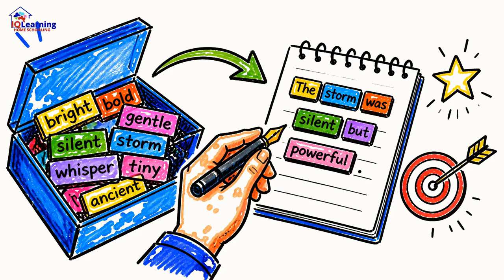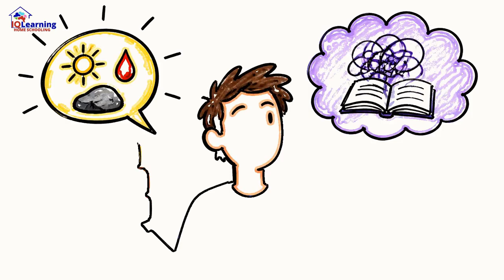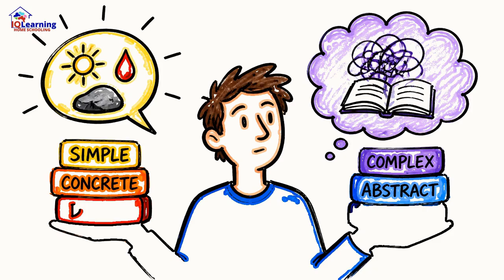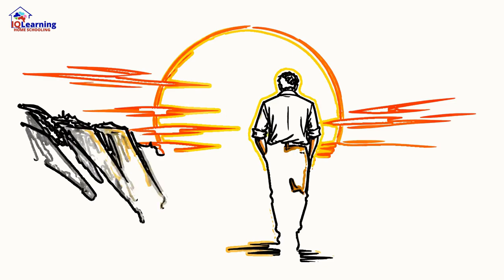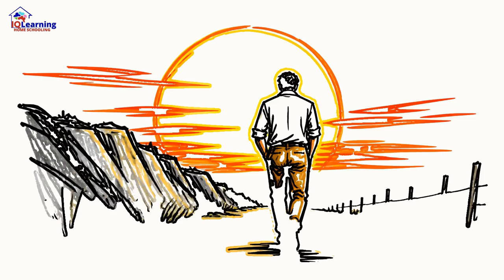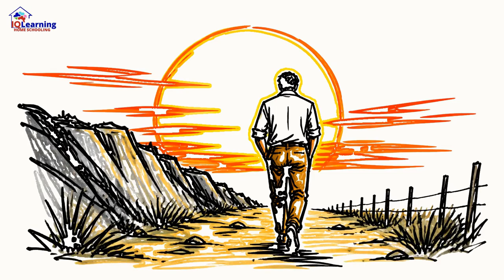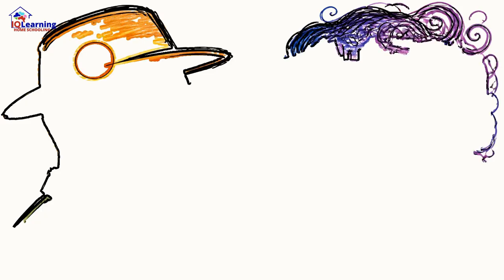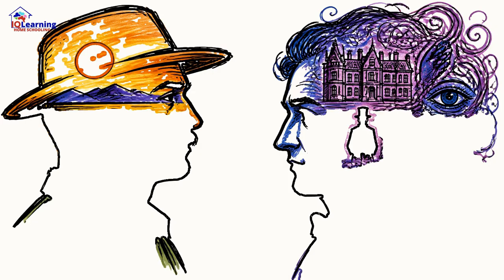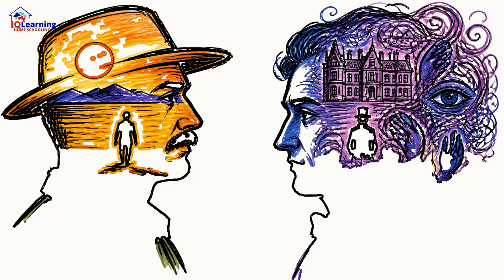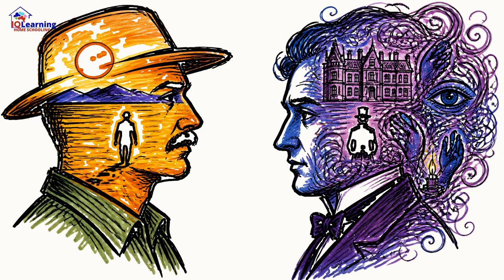Let's break it down. First, consider diction, the author's word choice. Is the language formal or informal, simple or complex? Think of Ernest Hemingway. He used simple, concrete words like sun, blood, stone. His style is direct, punchy. Contrast that with Henry James, who used complex, abstract words like prevarication or consciousness. His style feels more intellectual, more layered. Same language, totally different experiences.